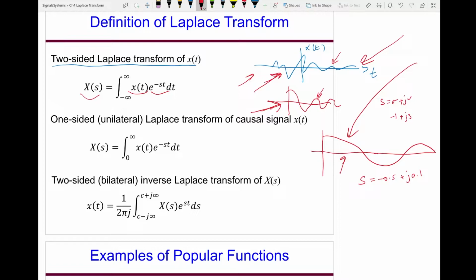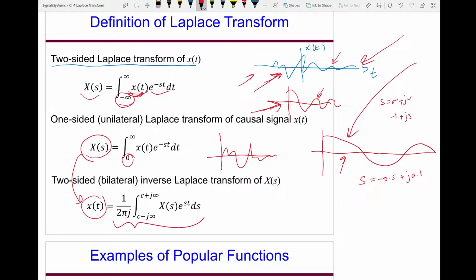Now, if the signal x of t exists only for positive t, like this, then here the lower limit of the integral will be 0. And now we call it the unilateral Laplace transform. Okay, now let's say we have x of s. Can we go back to the original signal x of t? Yes, we do the inverse Laplace transform. And that is the definition of the inverse Laplace transform.